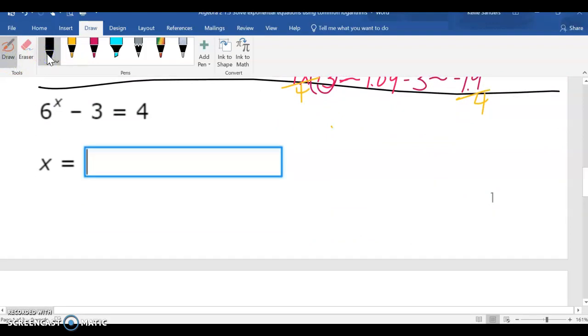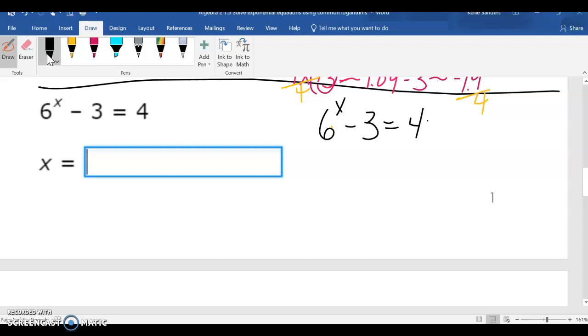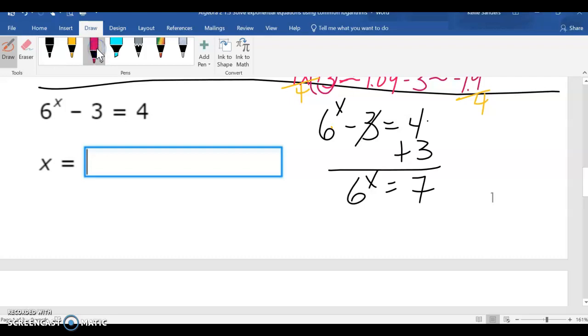Okay, on this one, the x part is not by itself, and that's the first thing. Your first objective is to get the x, the term with x in it, by itself. So let's rewrite it. We would take 6 to the x, then subtract 3 to get 4. So what we're going to do is add the 3 first, and now we have a problem just like we did at the very beginning.